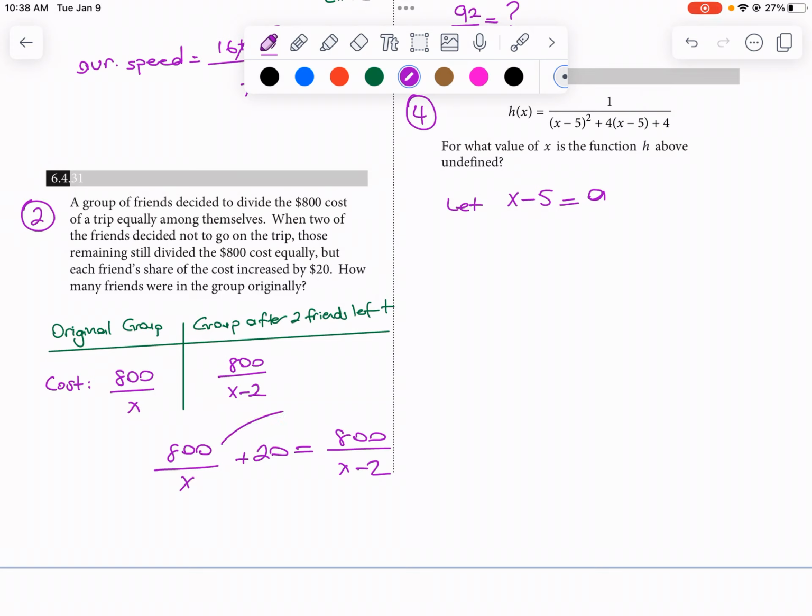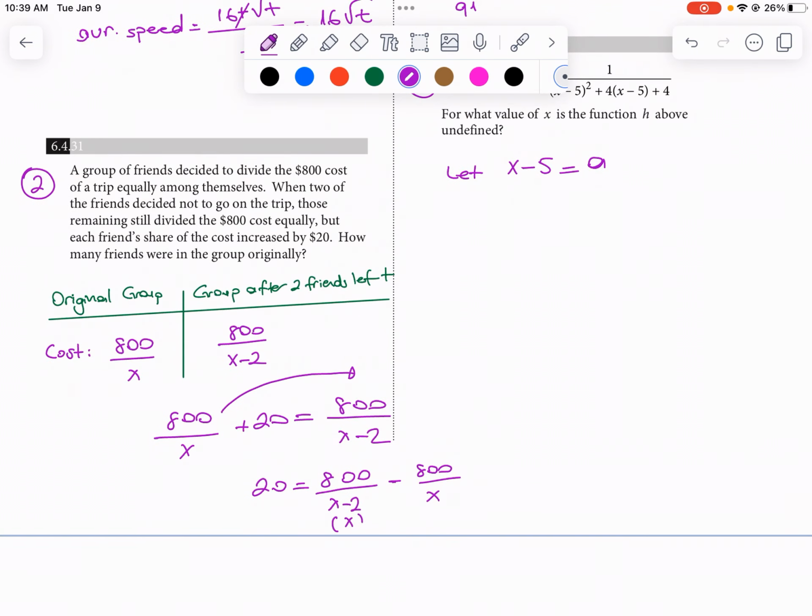I'm going to transfer the 800 divided by X to the right-hand side, and 20 is going to be equal to 800 divided by X minus 2 minus 800 divided by X. So we multiply the first fraction by X, second fraction by X minus 2. And then 20 is going to be equal to 800X, and negative 800 times X minus 2 gives negative 800X, and negative 2 times negative 800 is positive 1600, all divided by X times X minus 2.